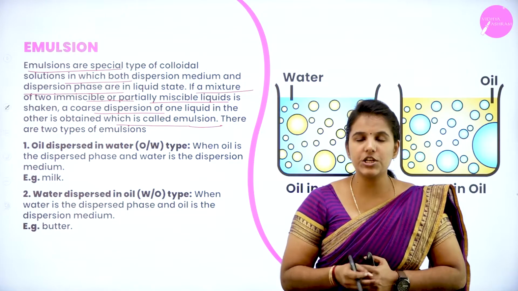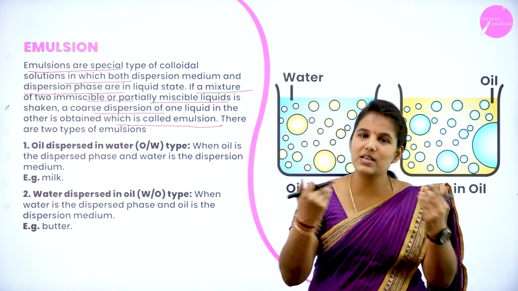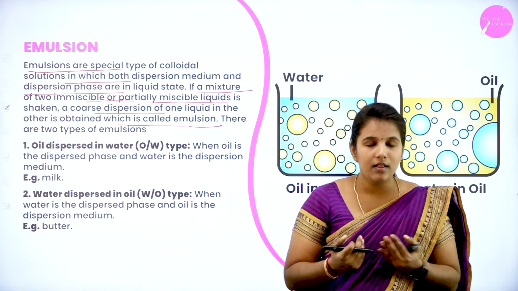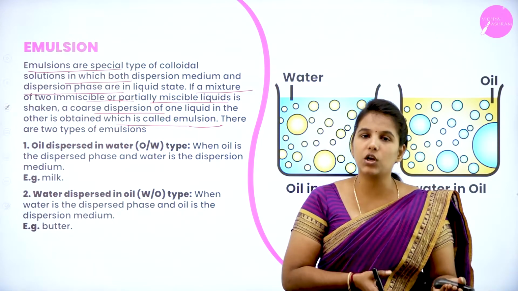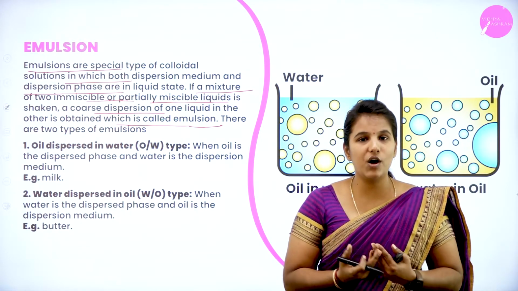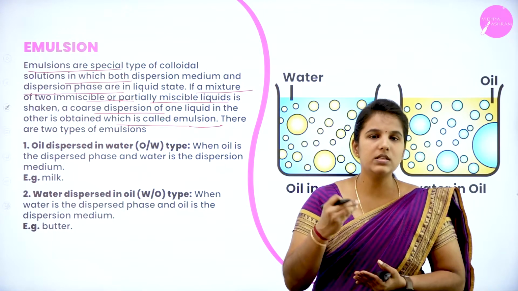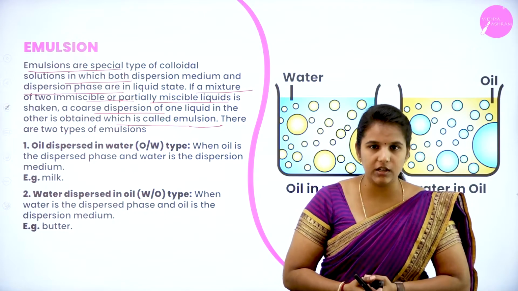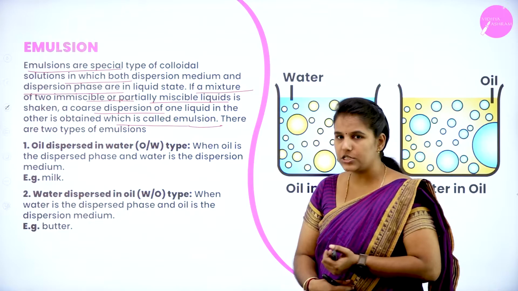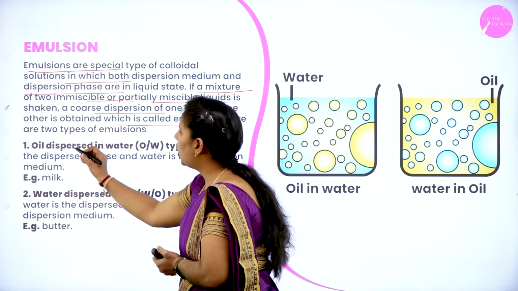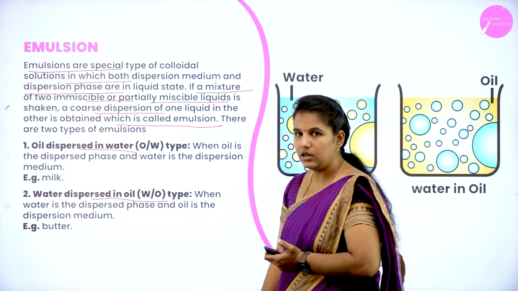So, what is an emulsion? An emulsion is a kind of colloidal solution where both the dispersion phase and the dispersion medium exist in a liquid state. For example, two immiscible liquids, water and oil, form a colloidal solution where they are not mixed with each other. That is the example for the emulsion, and there are two types of emulsions. The first one is oil dispersed in water, and the other is water dispersed in oil.